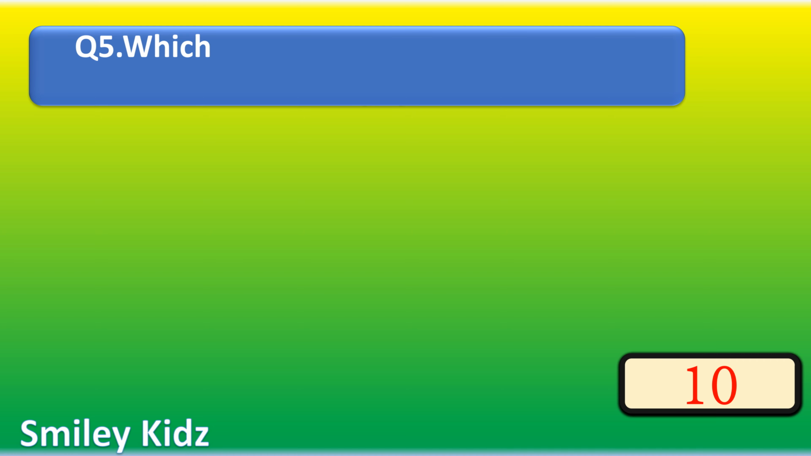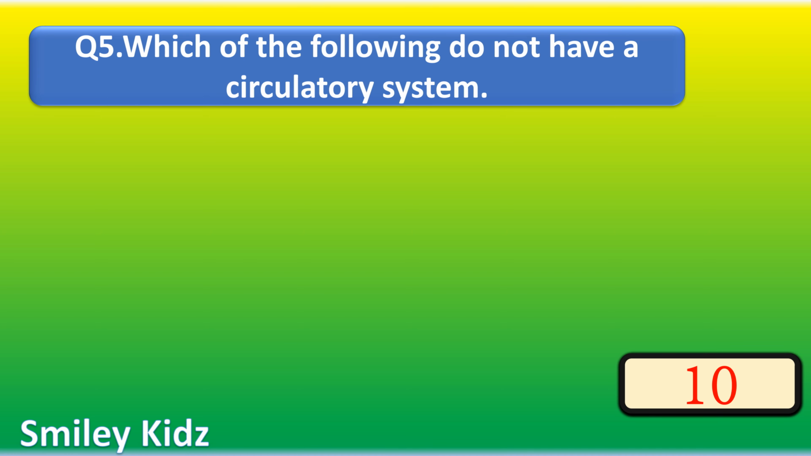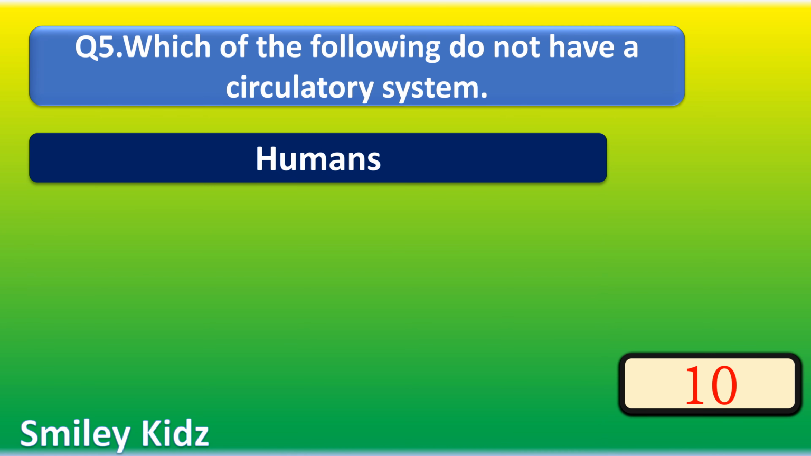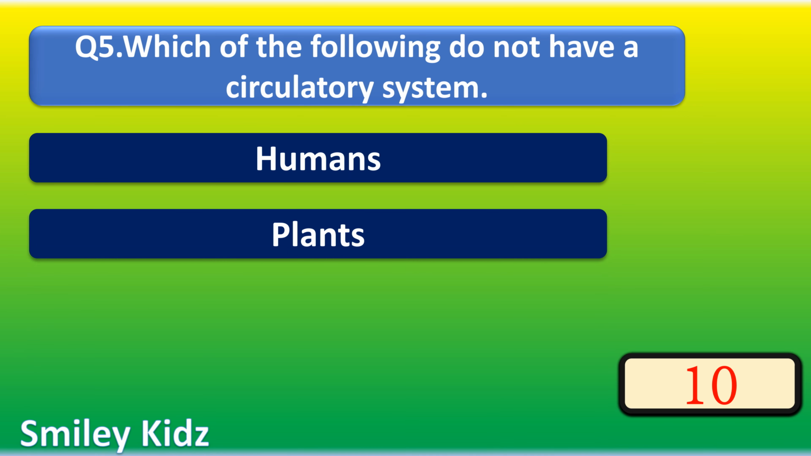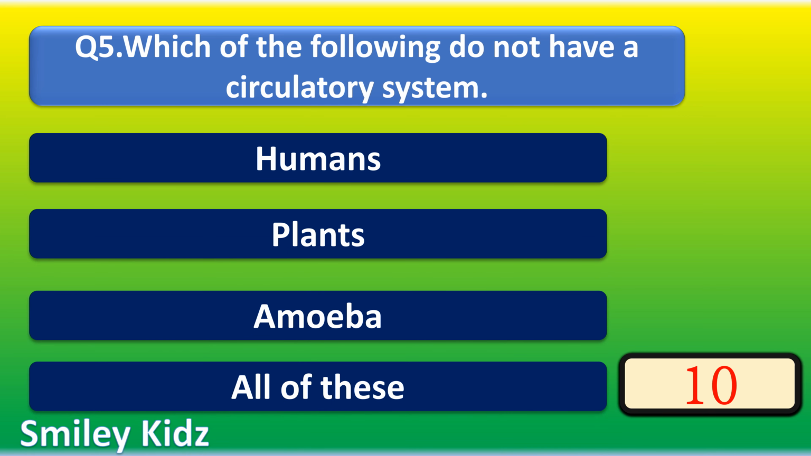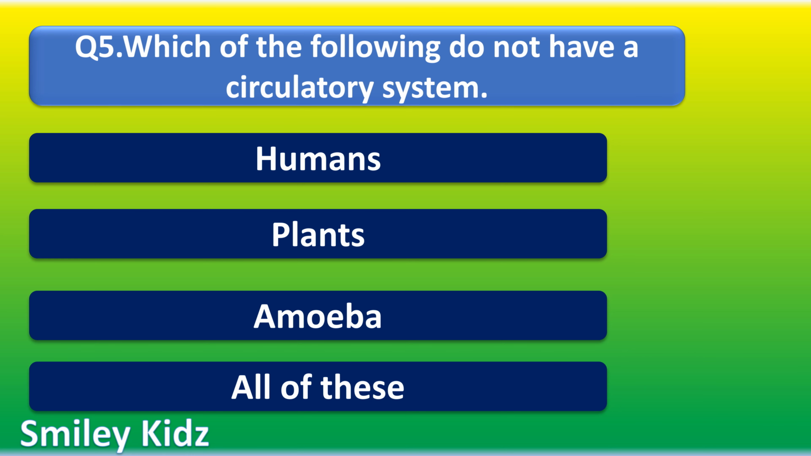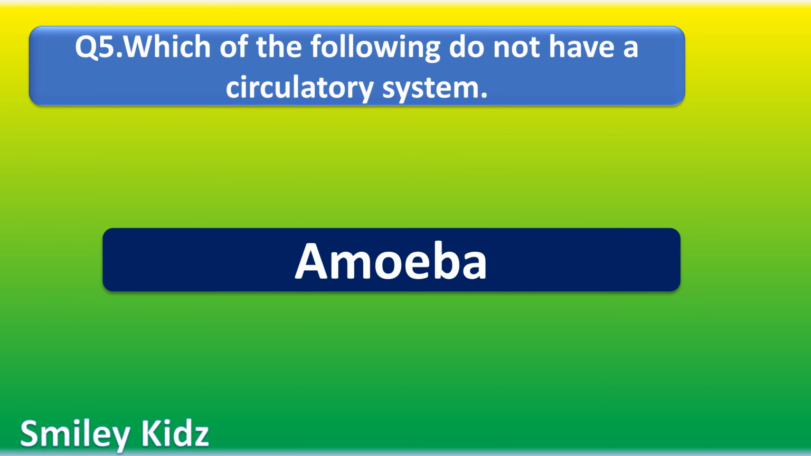Moving to question number 5. Which of the following do not have a circulatory system? Option A humans, option B plants, option C amoeba and option D all of these. Your time starts now. Your time is up. And the right answer is amoeba. Amoeba do not have a circulatory system.